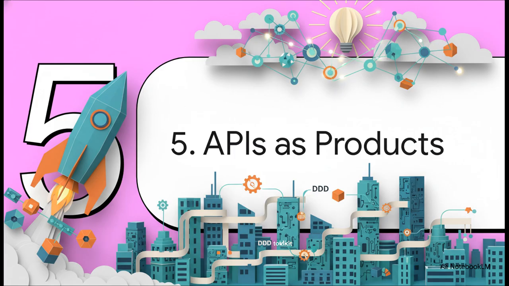So this all builds up to one final, really powerful idea. When you put the API-first mindset together with the DDD toolkit, you stop treating your APIs like they're just technical connectors, and you start treating them as something way more valuable, as products for your users.